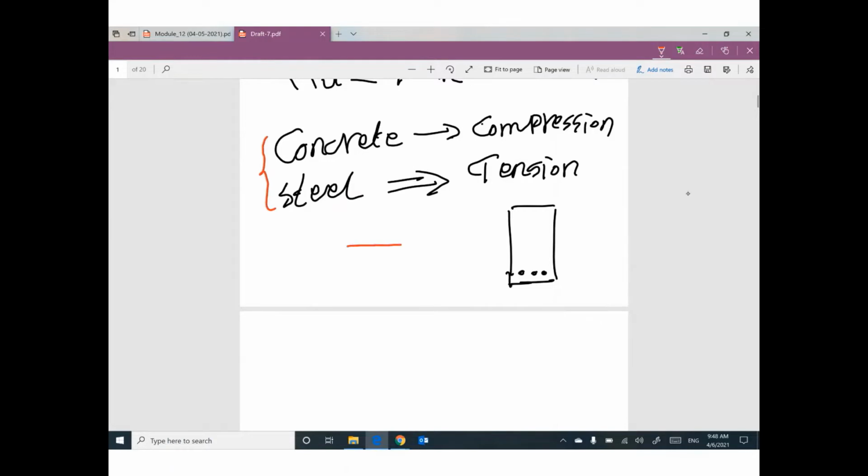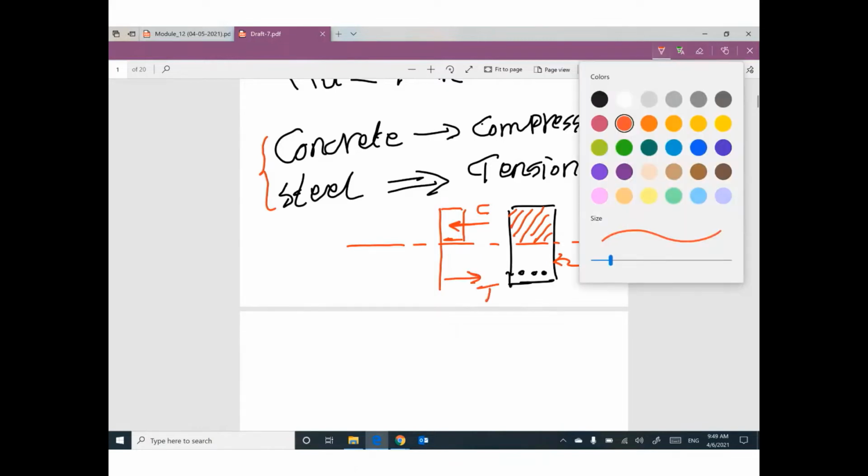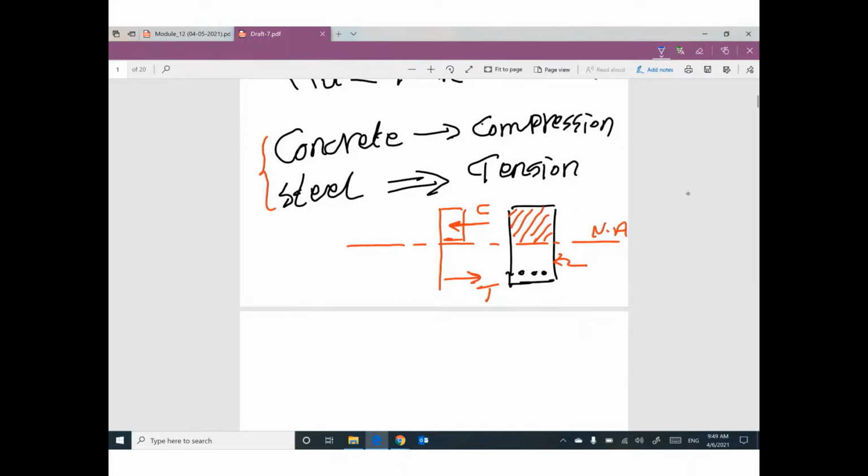Do you remember this story? We have a neutral axis, the concrete above the neutral axis is under compression, so it works. The concrete under the neutral axis is under tension, so cracks occur. So the stress distribution will be something like this. Here is the compression value C, here is the tension value T, and the strength of this cross section depends on this C and this T.